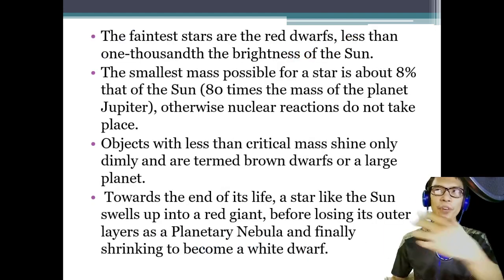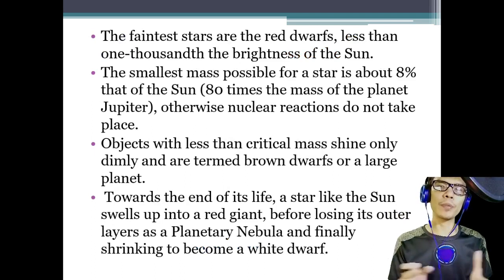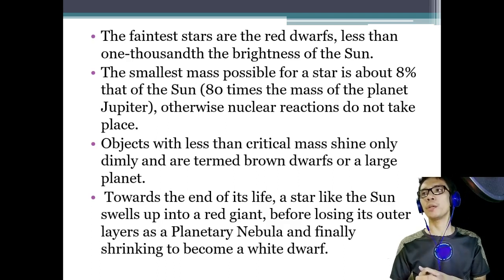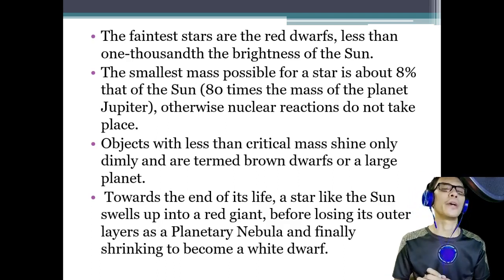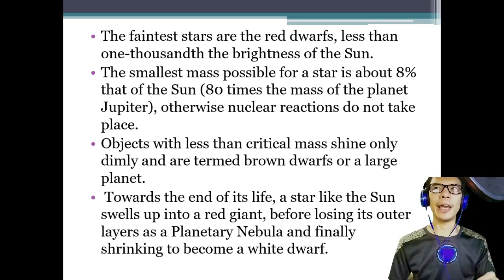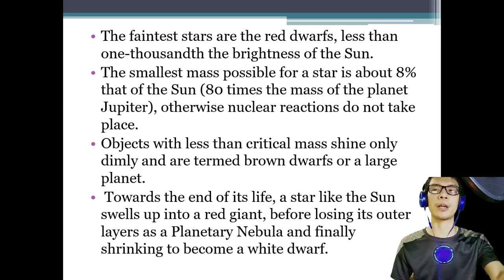Alright, the faintest stars are called red dwarfs. Red dwarfs are, I think, a similar size to Jupiter, or much smaller than Jupiter. These are cool stars, with a surface temperature of about 3,000 degrees Celsius. And these red dwarfs have a longer lifespan compared to massive stars. Alright, so the blue stars.